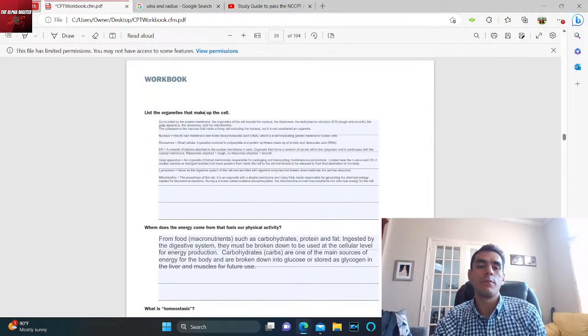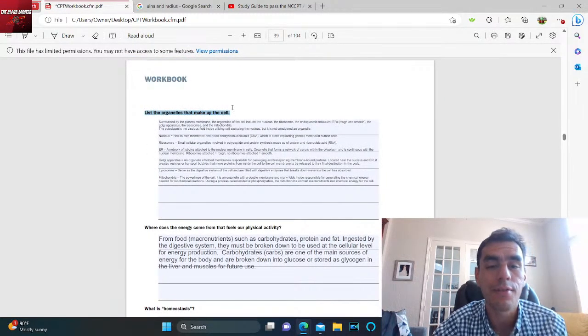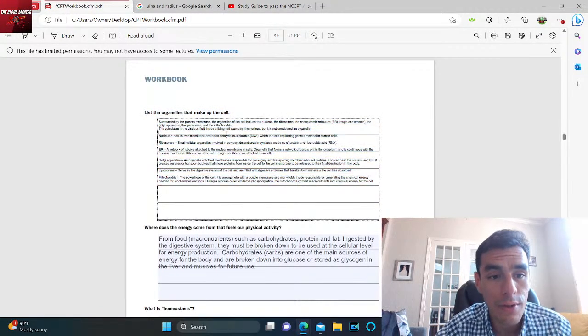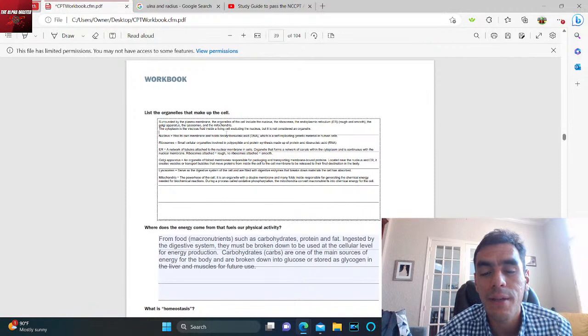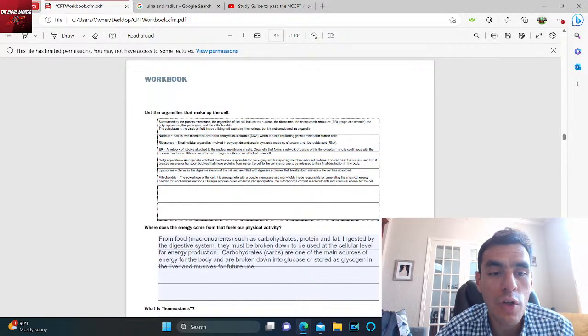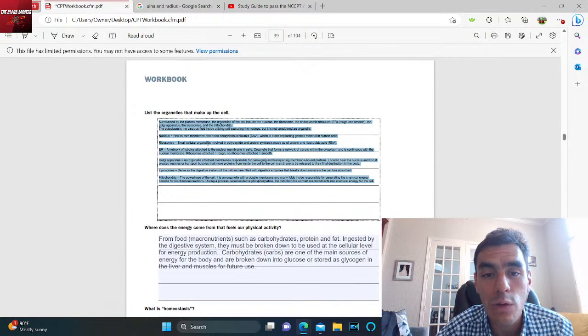This is what I meant that we don't really need. List the organelles that make up the cell. You don't really need to know these, you just have to list them. Surrounded by the plasma membrane, the organelles of the cell include the nucleus, the ribosomes, the endoplasmic reticulum, rough and smooth, the Golgi apparatus, the lysosomes, and the mitochondria. The cytoplasm is the viscous fluid inside a living cell, excluding the nucleus, but it is not considered an organelle.